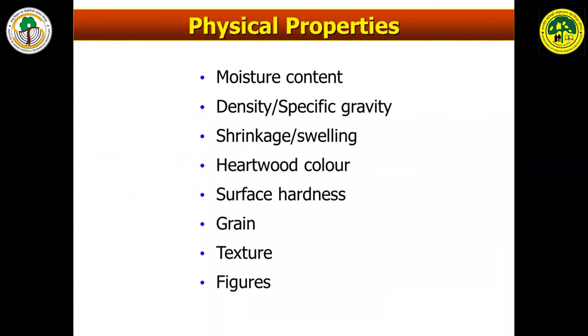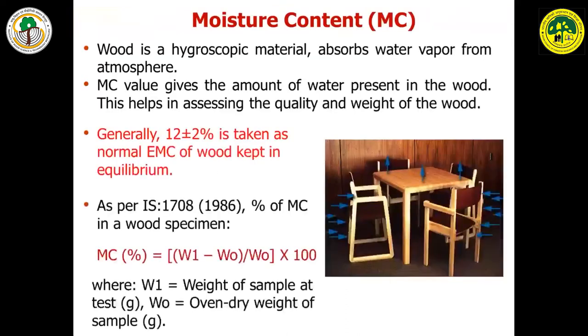Another group of properties is called the physical properties, which is very important, particularly the moisture in the wood, which determines its use. Wood should always be dried, it should be seasoned before putting it to a different use. So we have to determine the moisture content in the wood, then density or specific gravity of the wood is very important, shrinkage, heartwood color, surface hardness, grain, texture, figures. These are very important parameters. I will give some brief about moisture content.